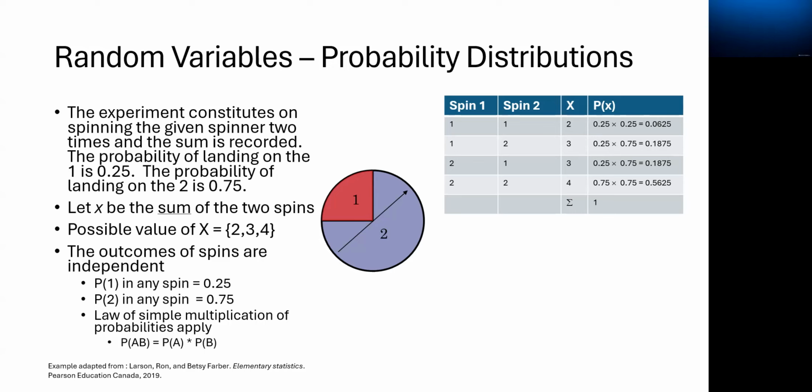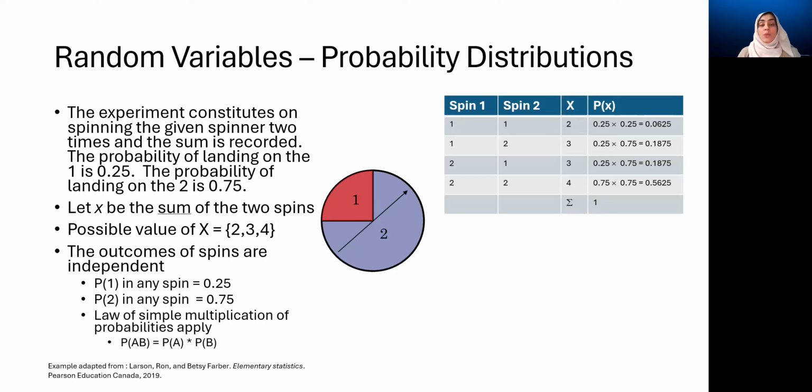For the next value, where we get a 1 on the first spin and a 2 on the second spin, the probability of 1 on the first spin is 0.25, but the probability of 2 on the second spin is 0.75. The multiplication of these two values gives us 0.1875 as the probability for observing a sum of 3. Remember that 3 can occur in two ways. Either it is 1 on the first spin and 2 on the second spin, or 1 on the second spin and 2 on the first spin. In both cases, we have the same probability, which is 0.1875. So it is listed here twice.